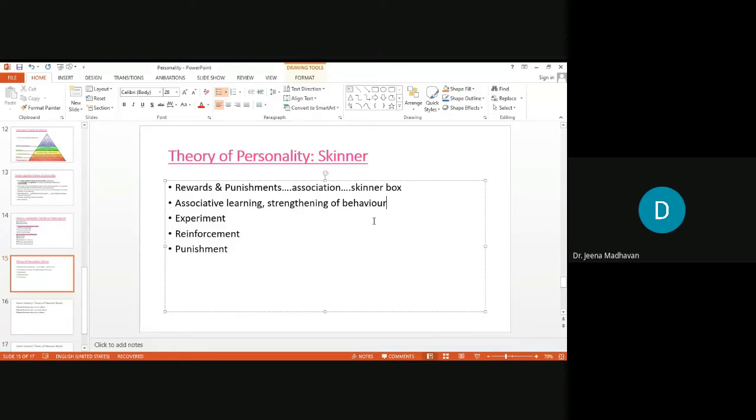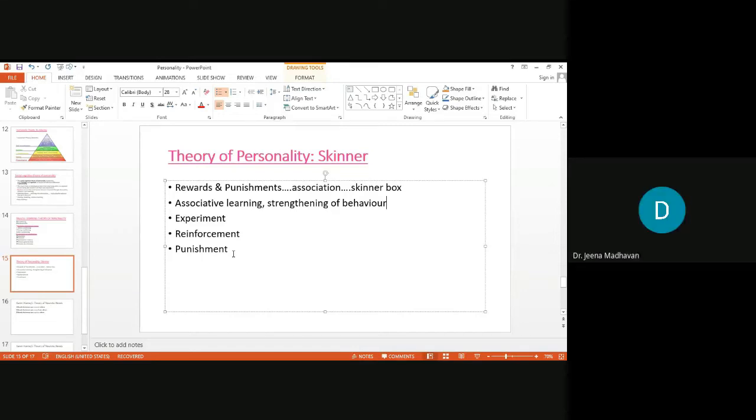In this experiment, reinforcement and punishment take place. These are the two important terms associated with operant conditioning. So what is the reinforcer in this experiment? Food. Yes, food is the reinforcer. And then what is the punishment? The punishment is the electric shock.